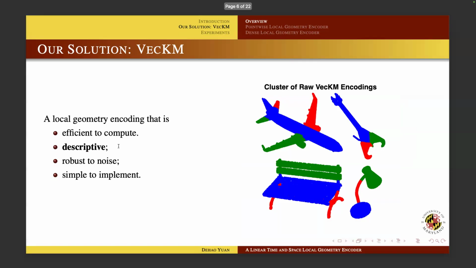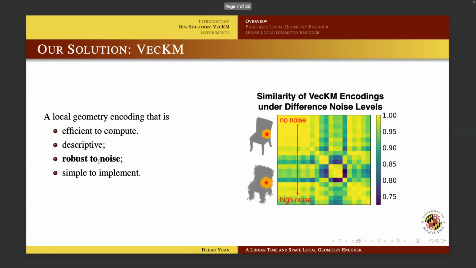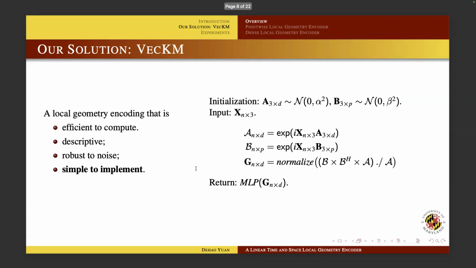I will explain later why this produces a local geometry encoding, but the motivation is that it is very efficient to compute. Second, it is very descriptive. The local geometry encoding tells you about the local geometry feature. If we cluster the encoding, it gives us very nice geometric clusters. For example, the back of the chair, the sitting part of the chair, and the legs of the chair are clustered together. Thirdly, it is very robust to noise. Even if you add noise to the point cloud, it can still produce a very similar encoding. So it's robust to noise and very simple to implement.